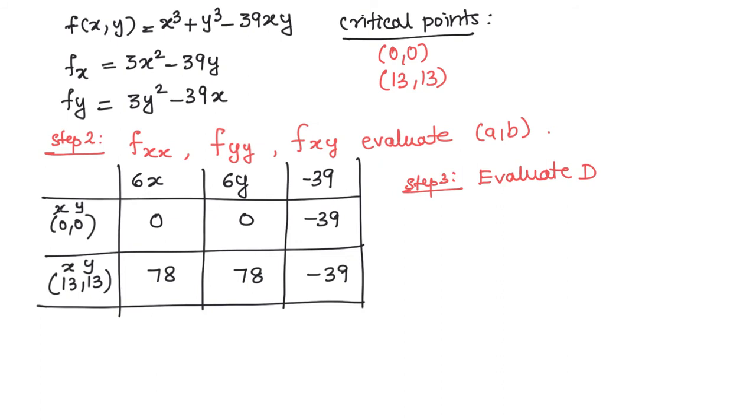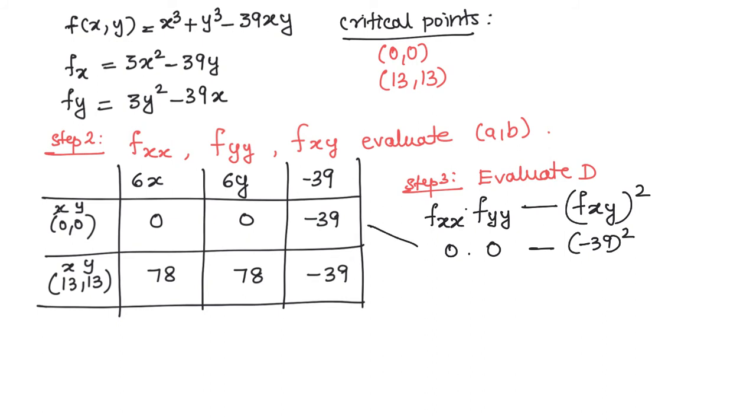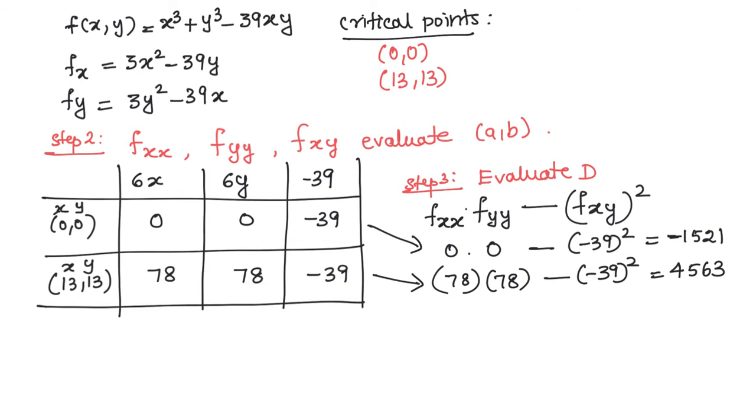Evaluating D, the easiest way to think is, you can actually multiply these two and subtract by squaring this one. So we will multiply 0 times 0 minus negative 39 squared for the first one, and for the second one we will multiply 78 times 78 minus negative 39 squared. You can use the calculator to find that, and this one will be negative 1521 and this one will become 4563. But we just have to check the sign. So the first one is negative. You can see D at the point 0, 0 is negative, and D at the point 13, 13 is positive.